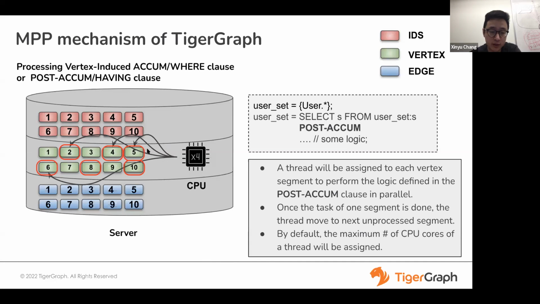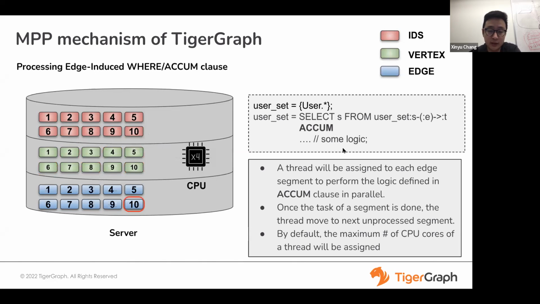Right now, if we look at this, let's say the thread that has been assigned to segment 6 is able to finish its job earlier, right? Then it will move to the next unprocessed segment to continue doing the work until all segments are processed. So this is how post-accum works, right? And in the same way, if you put the logic in accum, again, we would find all the segments containing the edges being selected, right?